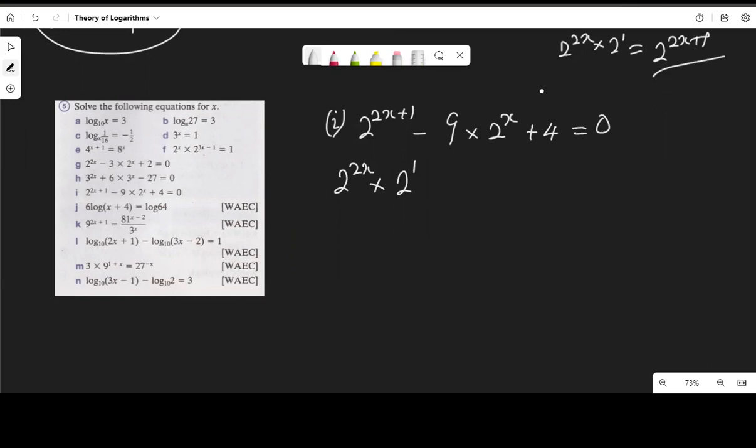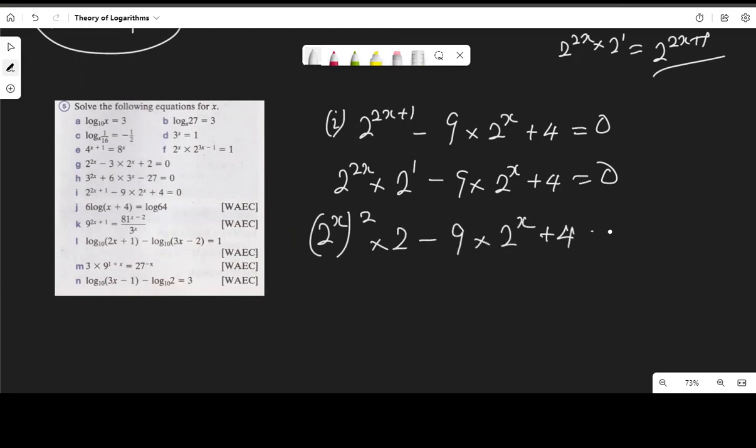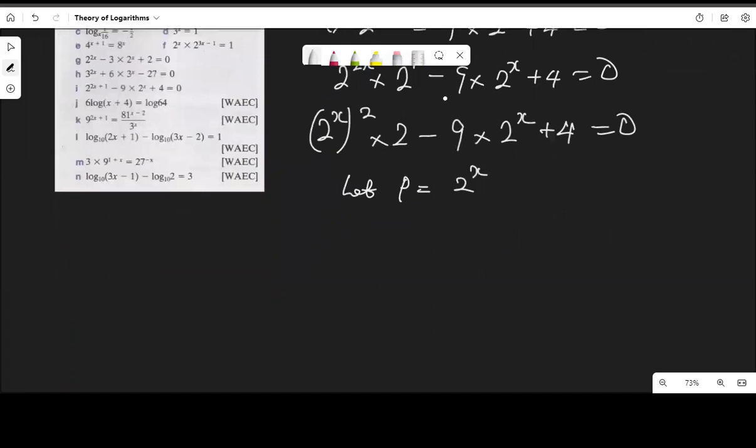So our question is in this form. I split it up to this form. Then minus 9 times 2 to the power of x plus 4 equal to 0. Now, this 2 to the power of 2x, we can still write it as 2 to the power of x, then to the power of 2, then multiply by this 2 right here, minus 9 times 2 to the power of x plus 4 equal to 0. I want to replace 2 to the power of x now, so let p be 2 to the power of x, so that anywhere I see 2 to the power of x, I'm going to replace it with p. So the first one here will be p squared. Then p squared times this 2 will be 2p squared minus 9. Again, this is another 2 to the power of x. 2 to the power of x is now p. P times 9 is 9p plus 4 equal to 0.